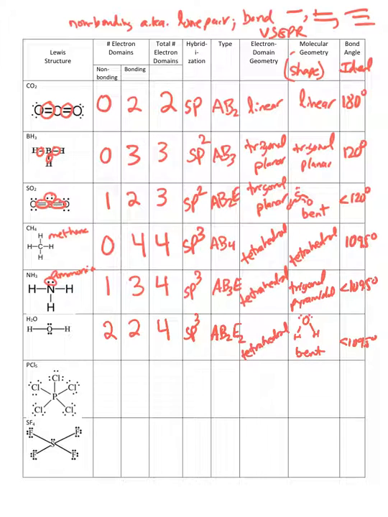Next molecule, phosphorus pentachloride. We've got a central atom, phosphorus, with 5 atoms surrounding it. There are no non-bonding pairs on the central atom. There are 5 chlorines, 5 single bonds. Each single bond counts as a single electron domain. That gives us 5. And now we have a hybridization that we're going to call sp3d.